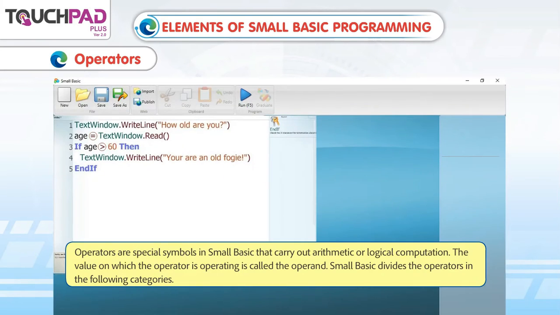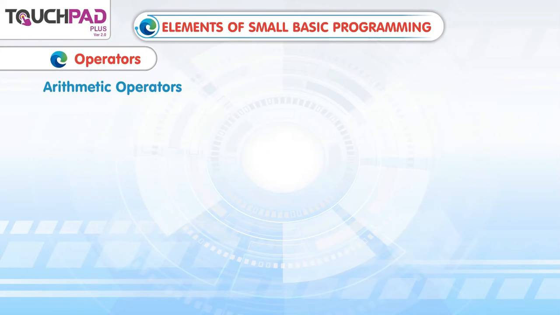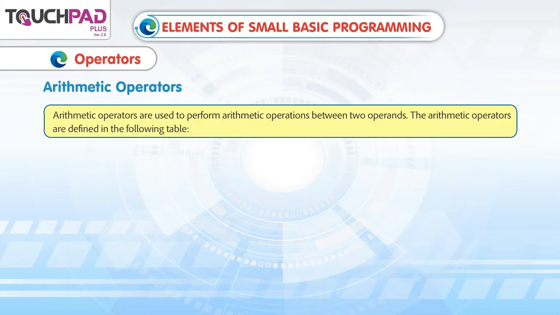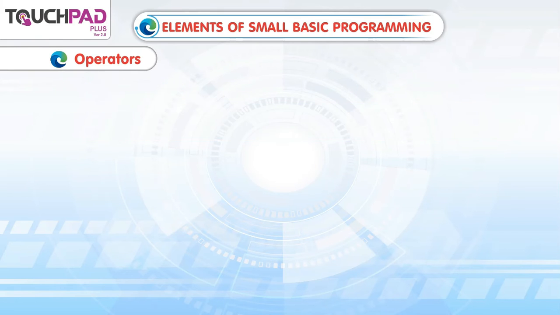Operators. Operators are special symbols in Small Basic that carry out arithmetic or logical computation. The value on which the operator is operating is called the operand. Small Basic divides the operators in the following categories. Arithmetic operators. Arithmetic operators are used to perform arithmetic operations between two operands. The arithmetic operators are defined in the following table.